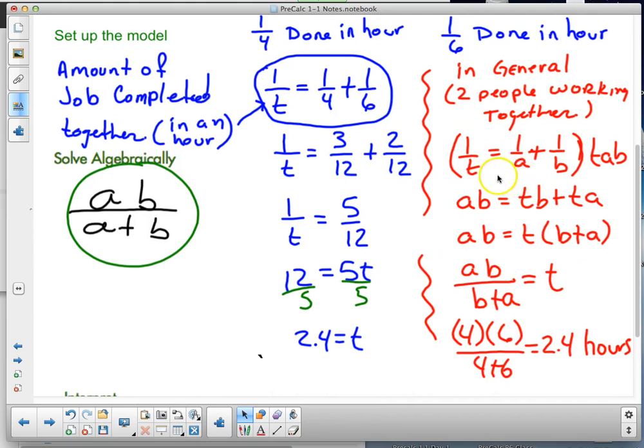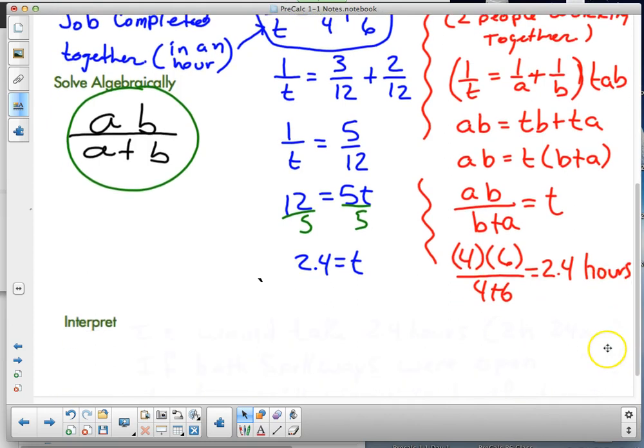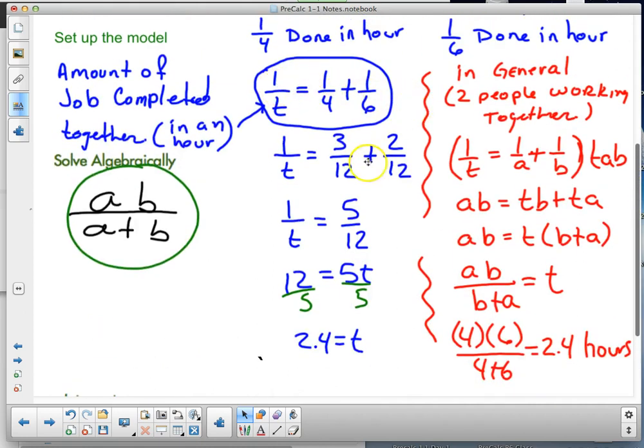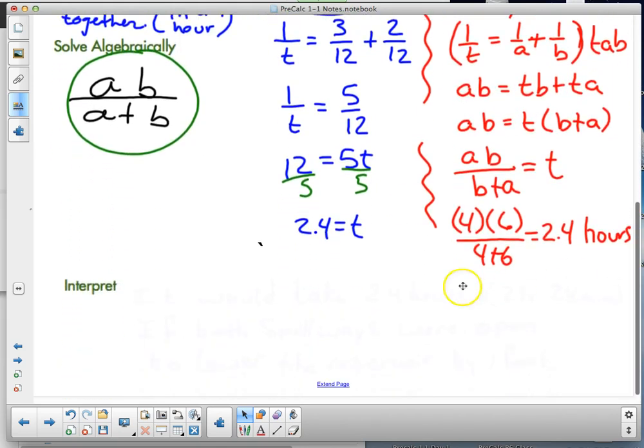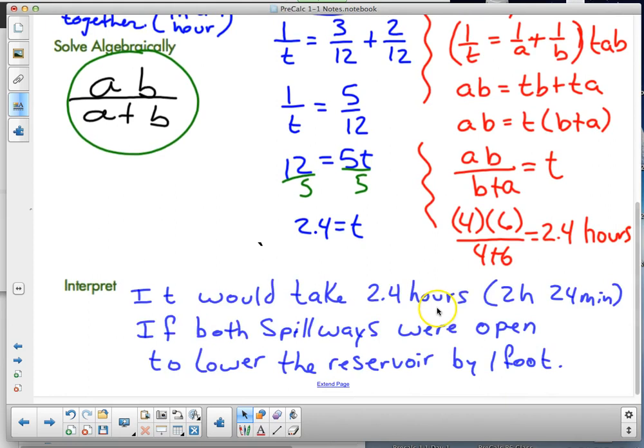But now let's just practice. One of the spillways open for 4 hours, the other for 6. 4 plus 6 is 10. And this is 24 divided by 10, which is 2.4 hours. So I'm able to show you a shortcut for two people with a formula. But generally, these are the steps it would take. So keep in mind, my interpretation is it would take 2.4 hours, or 2 hours and 24 minutes, if both spillways were open to lower the reservoir by 1 foot.